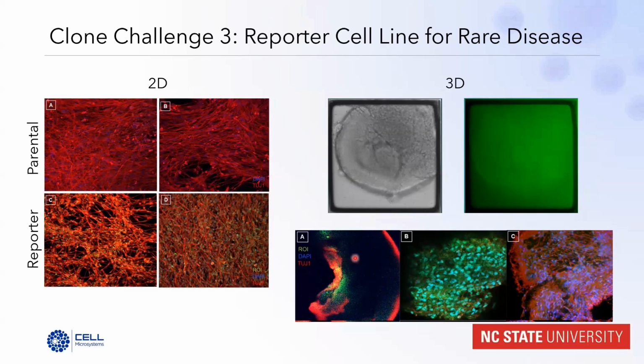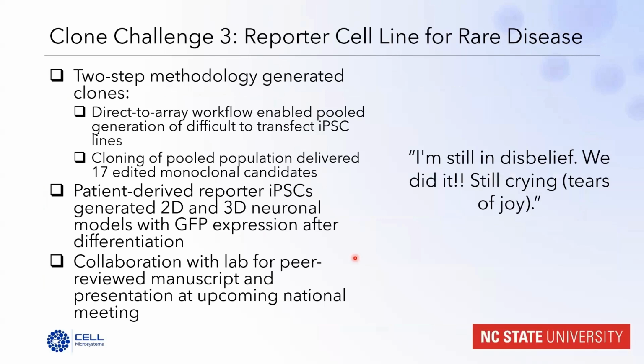So in this workflow, we were able to generate patient-derived iPSCs with a specific knock-in that could be visualized upon both 2-dimensional and 3-dimensional differentiation. So what we learned from this clone challenge was that we didn't always have to get it right the first time, that this 2-step methodology was very useful for incredibly challenging cells with a low penetrance. This workflow allowed us to generate 17 monoclonal candidates and then create this patient-derived reporter line that was capable of both 2D and 3D differentiation.